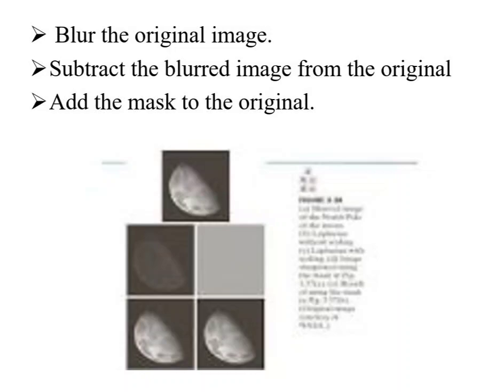In this figure, figure A represents the blurred image of the north pole of the moon, figure B represents the Laplacian without scaling, and C represents the Laplacian with scaling. D is the image sharpened using the mask in figure A, and E is the result of using the mask in figure B.